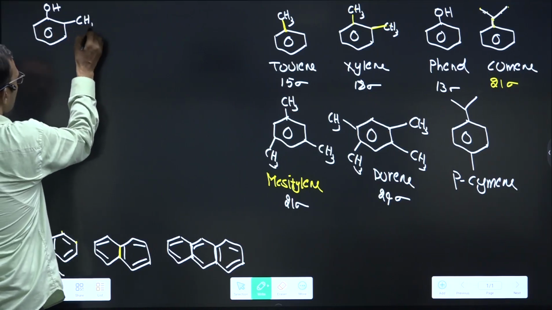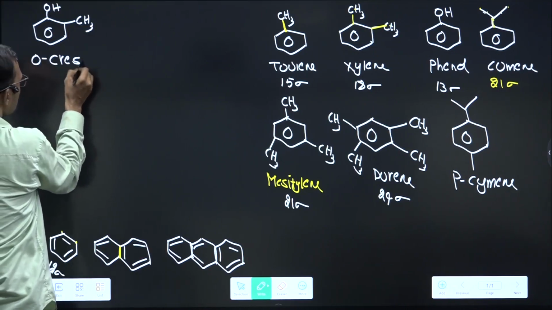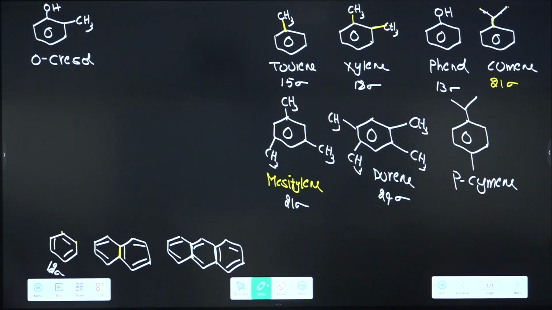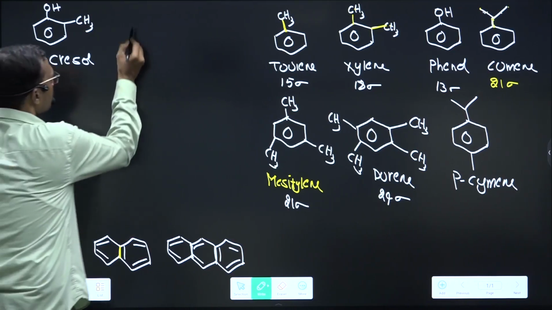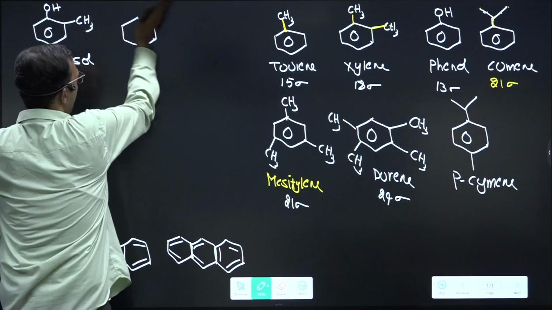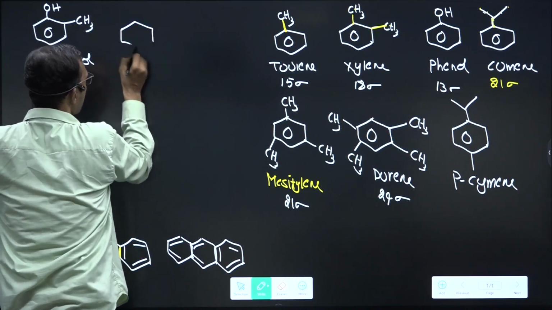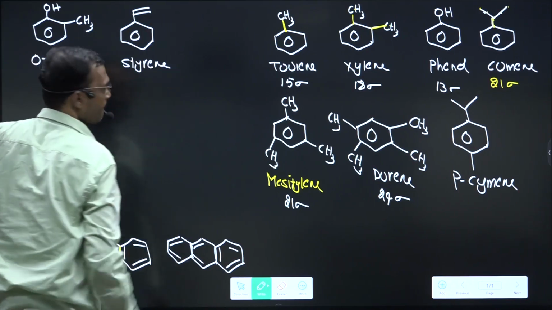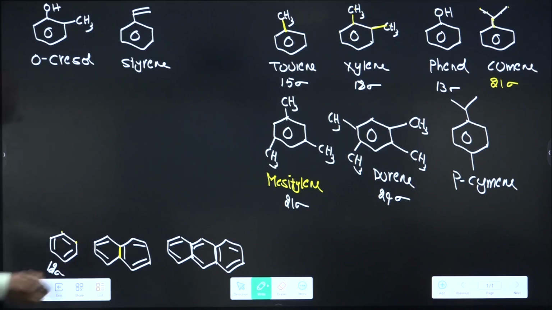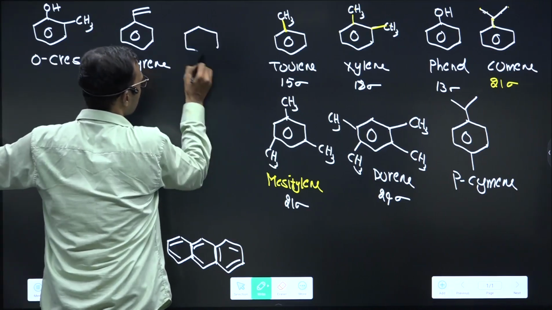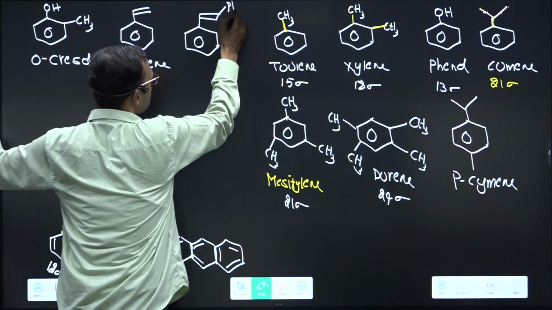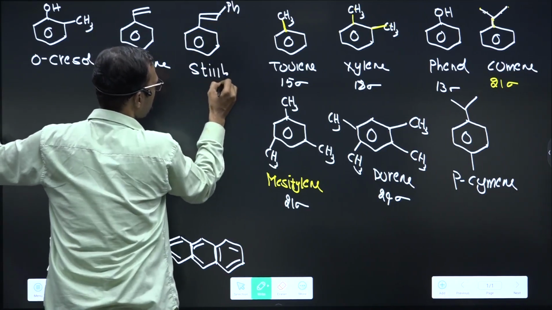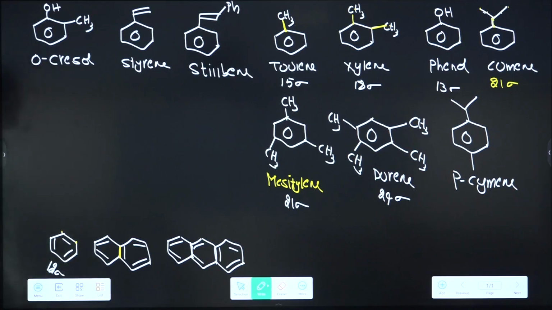This is cresol, orthocresol. You know, cresol glasses are made by cresols. Ortho, meta, para cresols, like this. This is styrene. Here a double bond. What is this? Stilbene. Stilbene, 2 benzene rings.